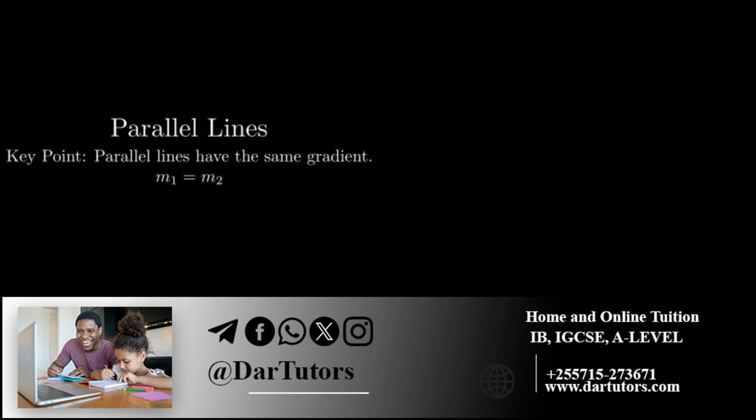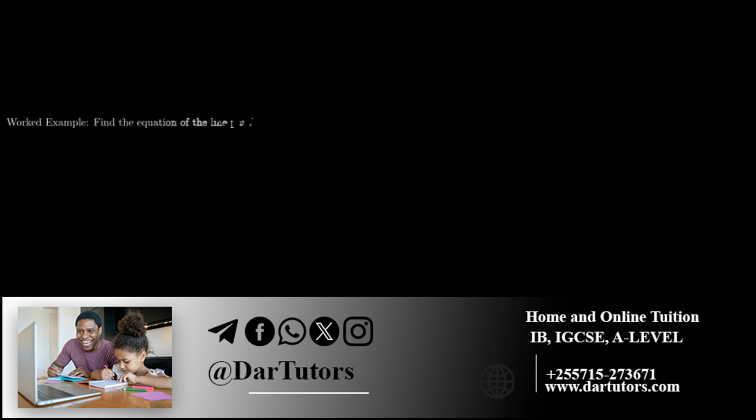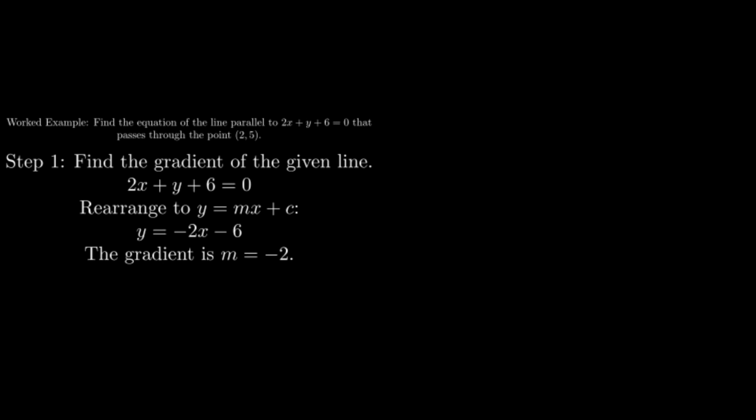Let's apply this to a problem. We need to find the equation of a line that is parallel to the line 2x plus y plus 6 equals 0 and passes through the point 2, 5. First, we need to find the gradient of the given line. We rearrange 2x plus y plus 6 equals 0 into the form y equals mx plus c. Subtracting 2x and 6 from both sides gives y equals -2x minus 6. From this, we can see the gradient is -2.